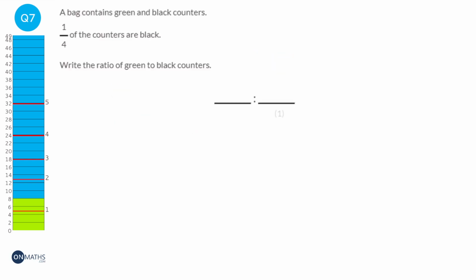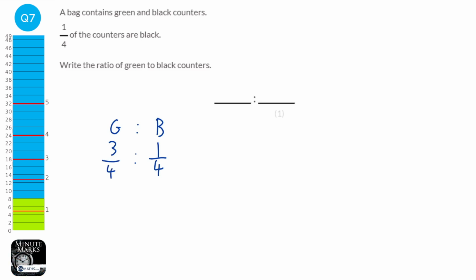40.67. So the first thing we're going to do is write this as a ratio between the fractions. So we're going to have green to black. Now it says that a quarter of the counters are black, and therefore the remaining counters will be green. So if a quarter are black, that leaves 3/4 to be green.